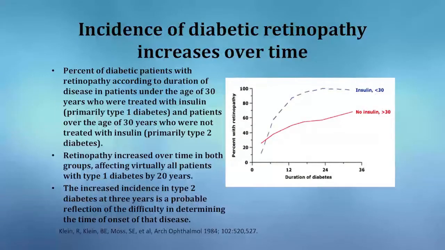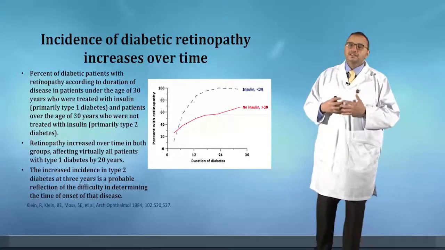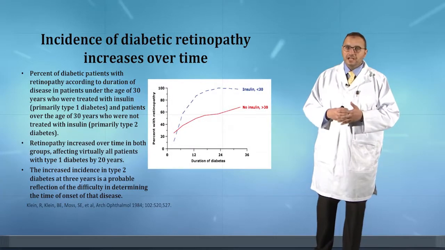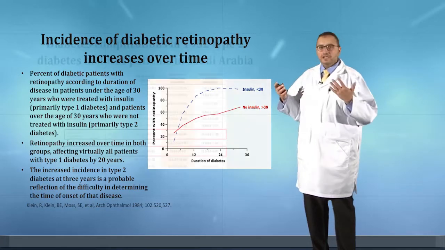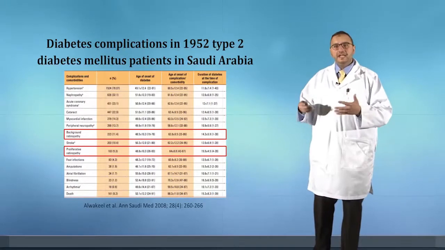The incidence of diabetic retinopathy over time also will increase. So it's one of the most common complications to develop with time, and one of the late complications that will appear. But unfortunately, when it happens, most of the time it's non-preventable and difficult to treat, and it will lead to a very difficult complication in the patient's life, which is blindness.